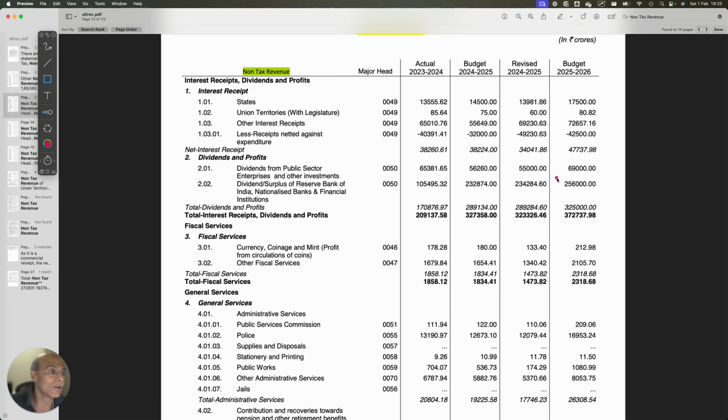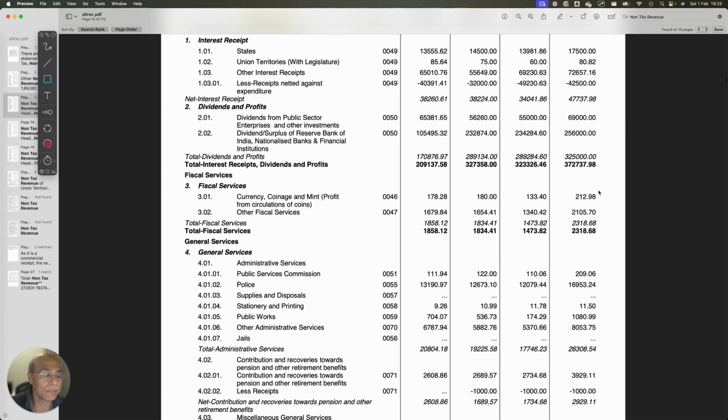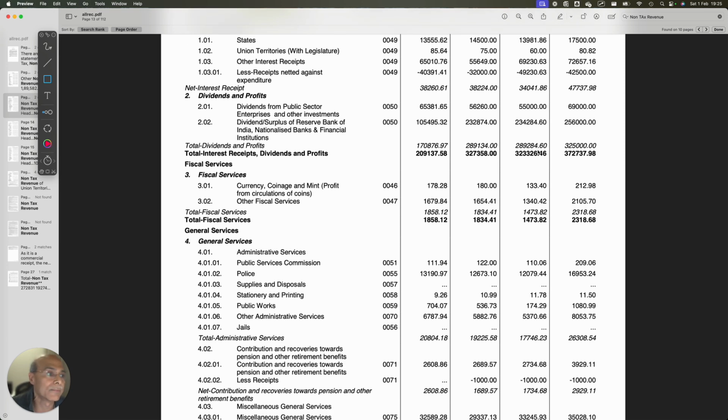So this year also, the Reserve Bank of India is going to give an income to the government in terms of profits to the tune of 2.56 lakh crores. So this is very significant. Because of this, the government has been able to maintain the non-tax revenue to the level that we see today, and which has been able to drive fiscal deficit numbers lower.